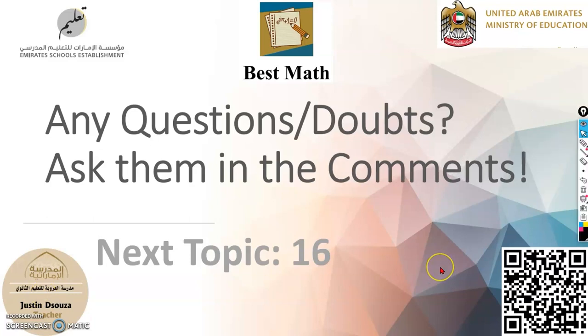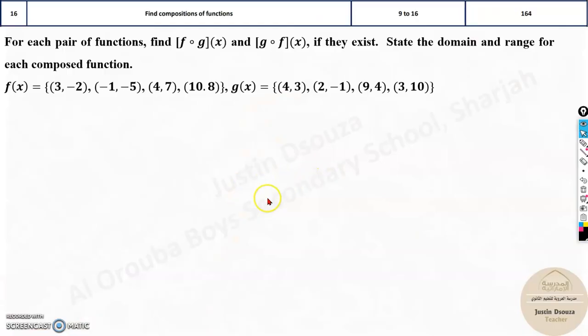The topic number 16 is on composition of functions. Let us look into it. Imagine you have got coordinates for functions f of x and g of x. And they have asked you to find f of g of x and g of f of x. What this means is they're composed of each other. The functions are composed of each other.